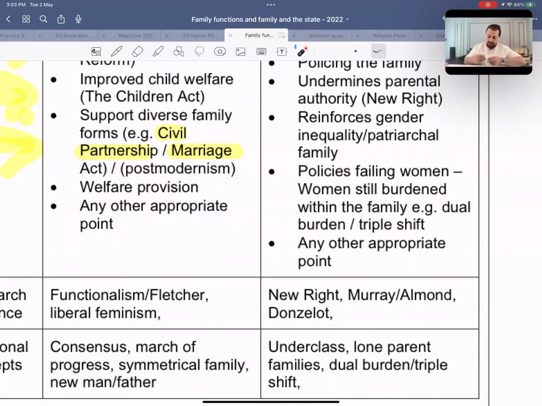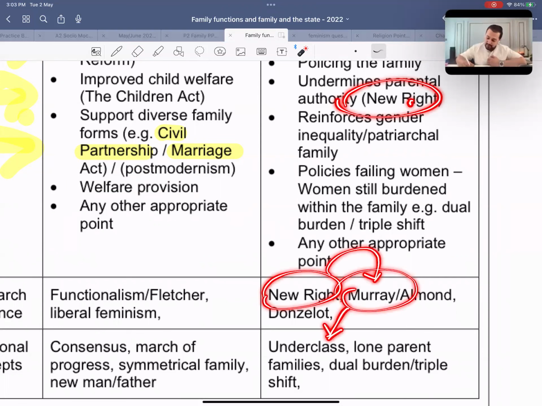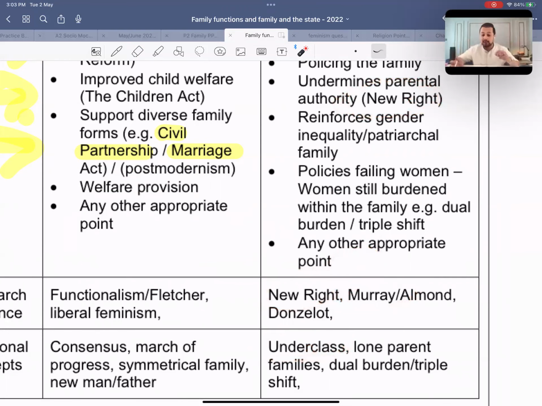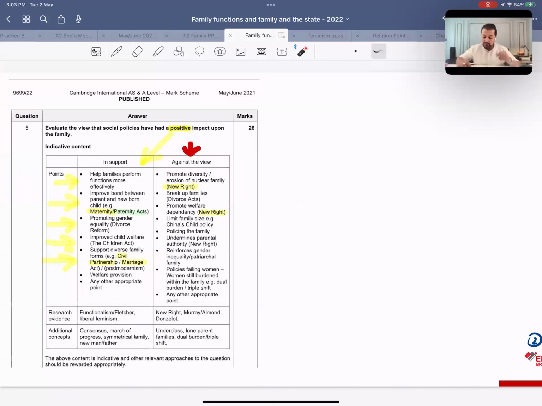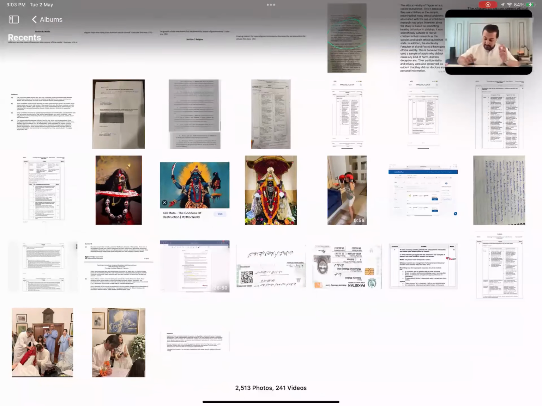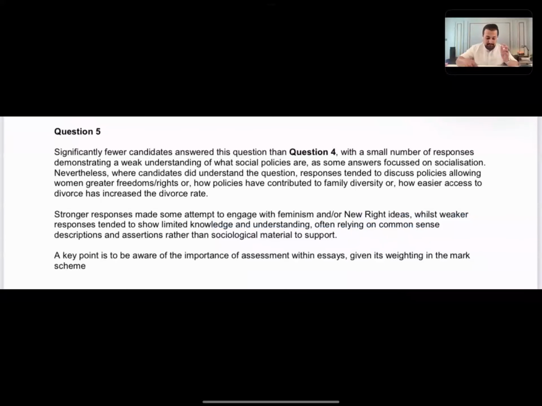So yeah, the New Right perspective, Murray, the idea of an underclass, Cooper, dependency culture, all of this is the same thing. It comes under the same heading. Lone parenthood, we just spoke about this idea of dual burden, triple shift. So, in a nutshell, you're expected to read through these different topics and then pick up content from them to be able to write an answer on this. Let me just quickly show this to you.